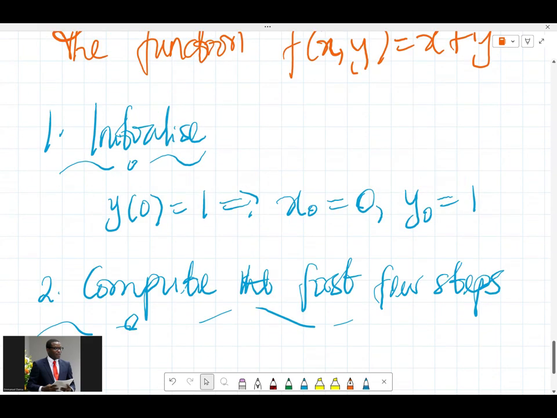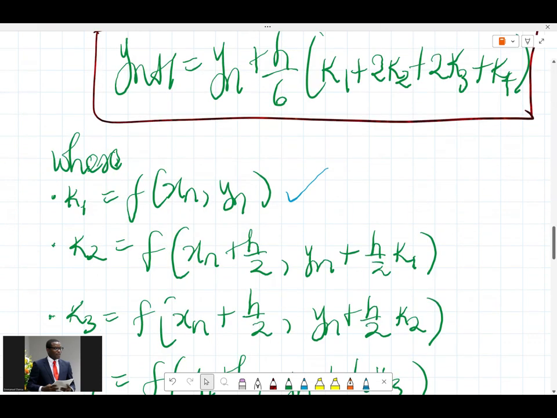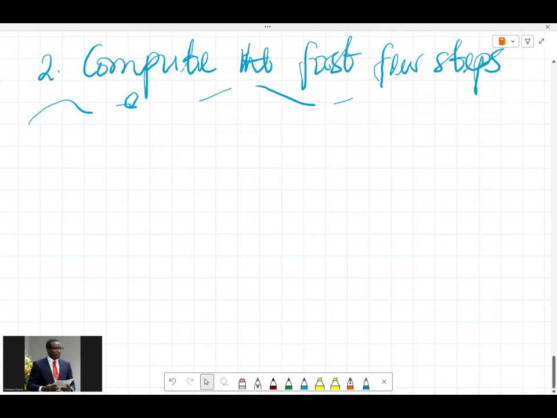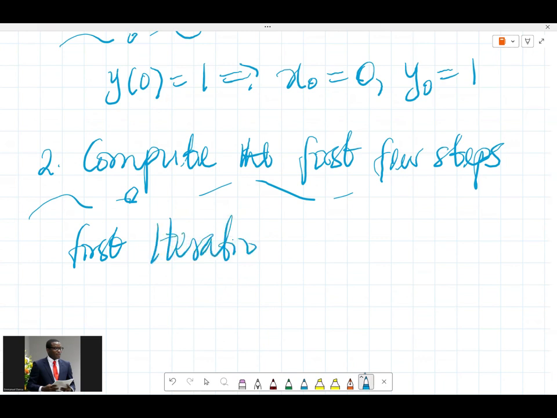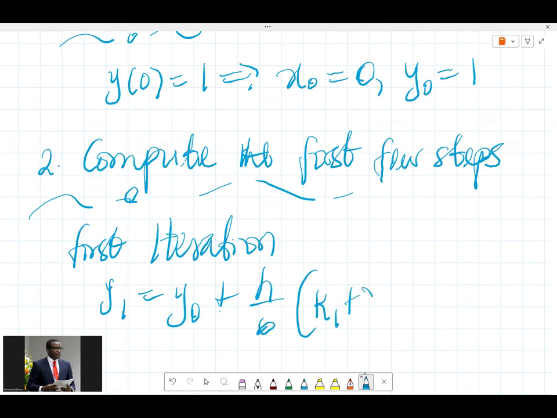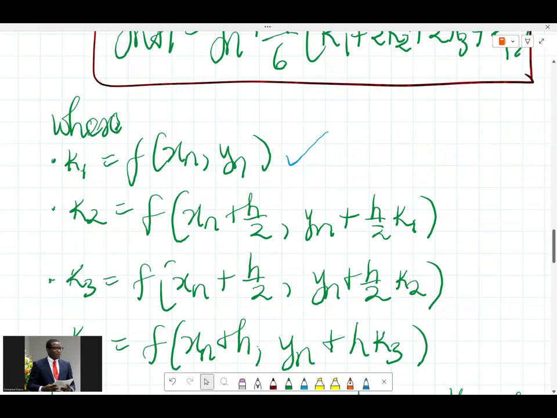So now what we need from the overall formula is y n plus 1. Now that we have x naught, y naught, we need the first iteration. The first iteration is y1 equals y naught plus h over 6 into k1 plus 2k2 plus 2k3, then plus k4, I believe. Yes, that's what it looks like.